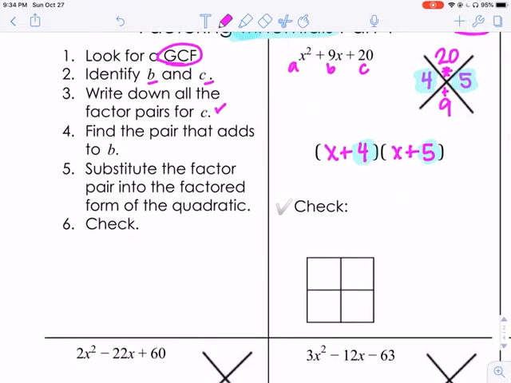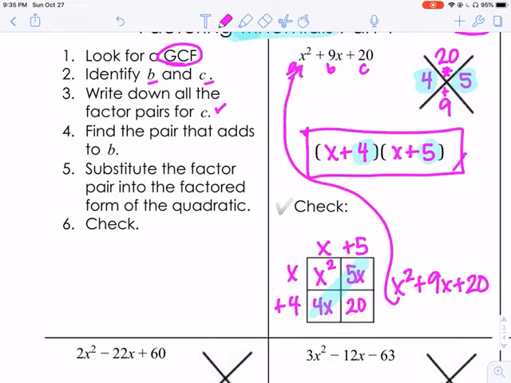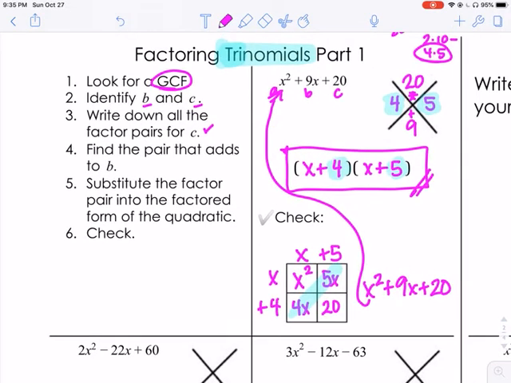I can always check my work by putting them on the outside of the box and multiplying these two things together. So I'd have x squared, 5x, 4x, and 5 times 4 is 20. I know that these two are going to add together, so I'd have x squared plus 9x plus 20. And as long as this equals what we start with, which it is, then this is our answer. Right, so we're not flipping the sign, we're not doing anything crazy, we're just finding the factors, and this direction, the factors are right there.